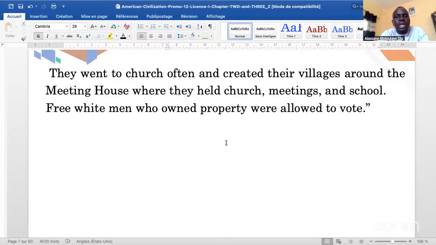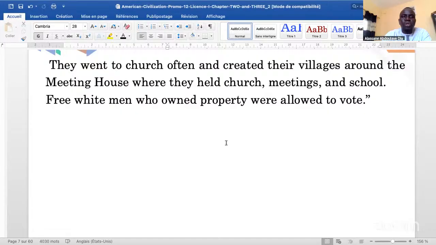So the Puritans went to church often and created their villages around the meeting house where they held church meetings and school. They were very intelligent people, educated, high-ranking intellectuals. They practiced religion. So what did they do? They created villages around the meeting house, which is where they held church service, their meetings, and also school for education.